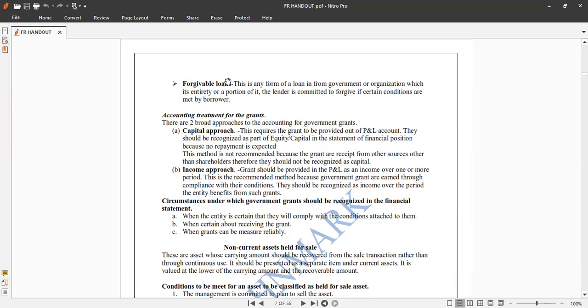One is the capital approach, where the amount received from the government is taken to the balance sheet. That means as a part of the equity or the part of capital. And then we have the income approach. For the income approach, the amount received is taken to the income statement.